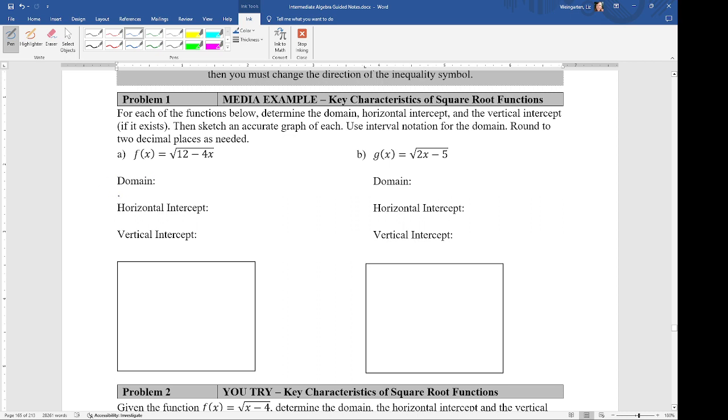So the key thing when determining the domain, what is inside the square root must always be greater than or equal to 0. So we are going to set what is inside the square root greater than or equal to 0. And now we will solve this inequality. I'll add 4 to both sides. Divide both sides by 4.